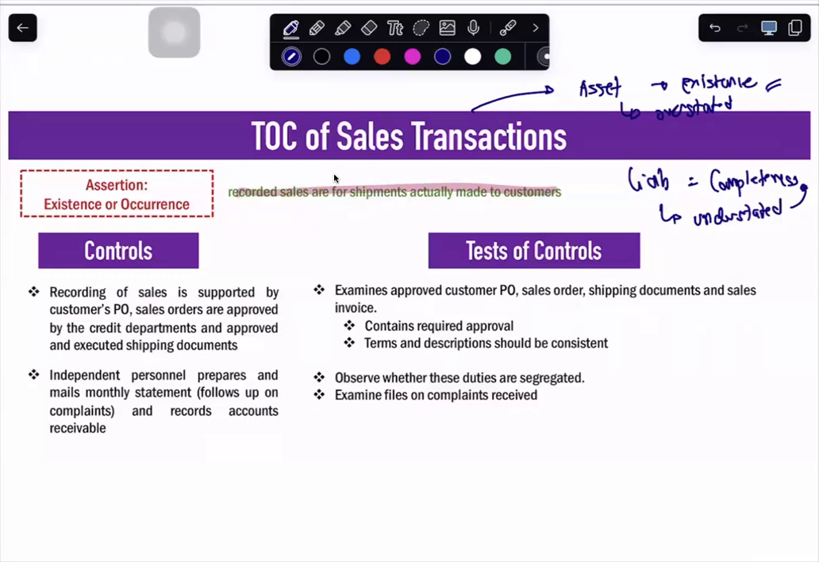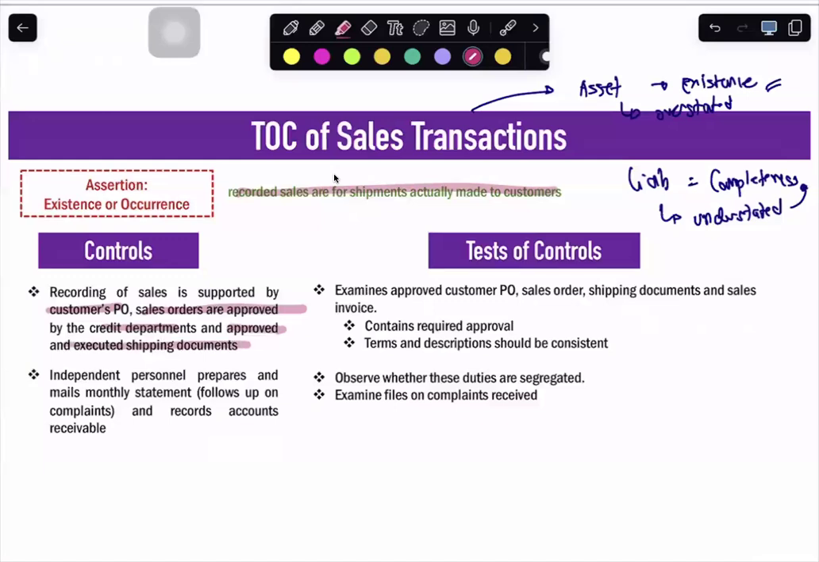So let's start first with the assertion existence or occurrence. So first control: recording of sales is supported by a customer's purchase order, and sales orders are approved by the credit department and the approved sales orders are executed by the shipping department.